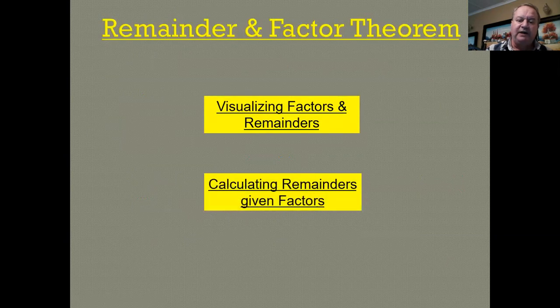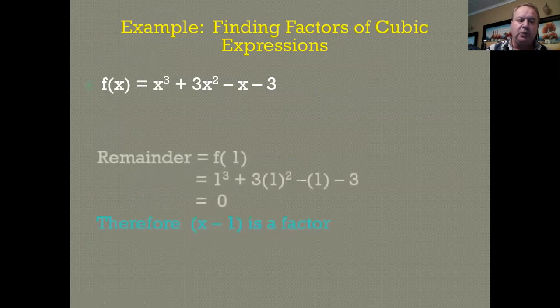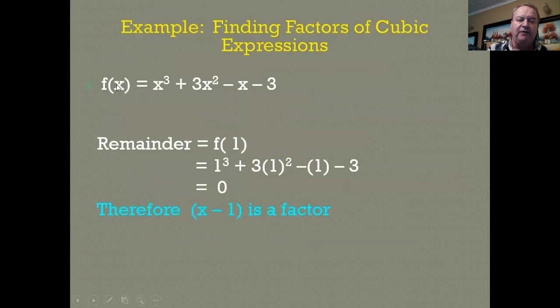The remainder and the factor theorem. You need to visualize factors and remainders, and you need to calculate the remainders given factors. Right, example, find the factors of the cubic expression. To find the factors of f(x) equal to x cubed plus 3x squared minus x minus 3, we first got to find our first factor. So we're going to try the f of 1, f of -1, f of 2, f of -2 until we get 0.